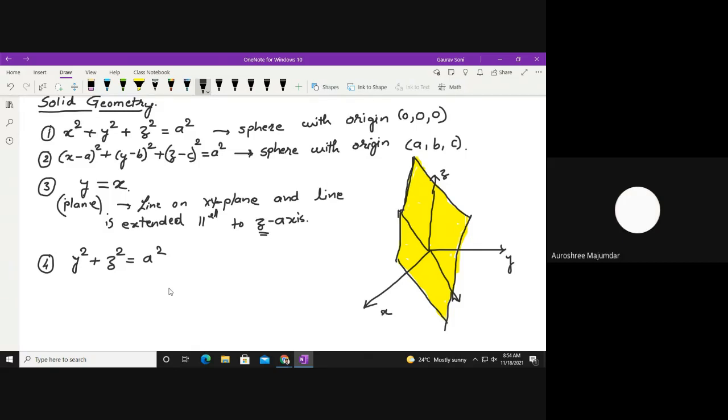So, will it be a circle with the x-axis passing through its center or something? On which plane? Y-Z plane. On the y-z plane, it is a circle. Yes. But what will be in three-dimensional space? Yes, complete your statement. X-axis will be cutting through it. Sir, will it be a cylinder? It will be a cylinder. Yes, Aditya.